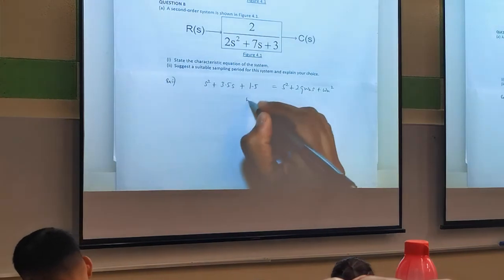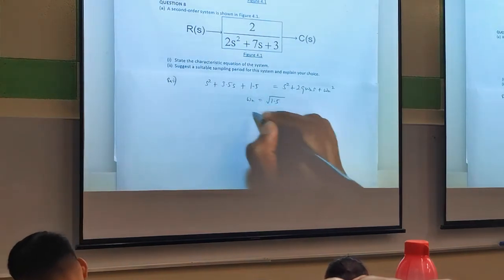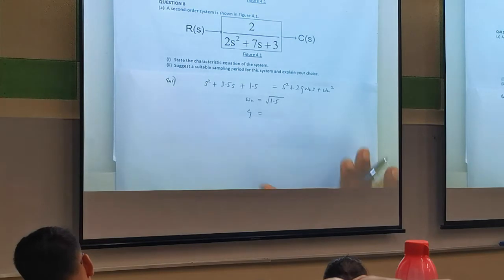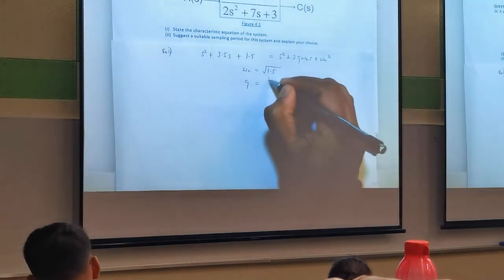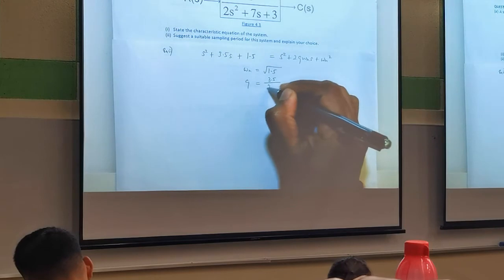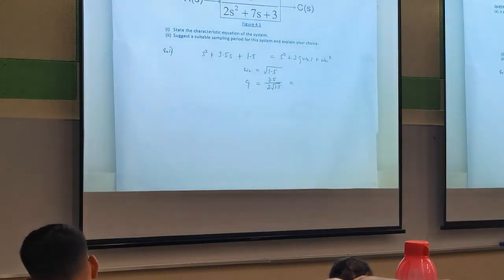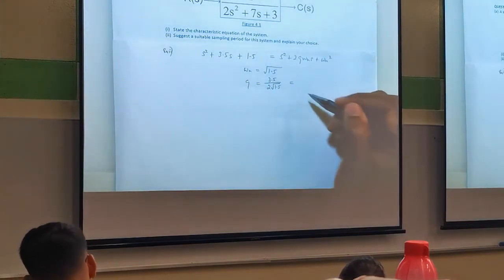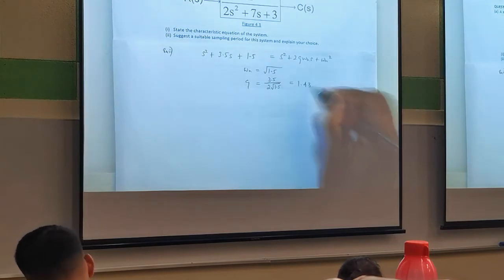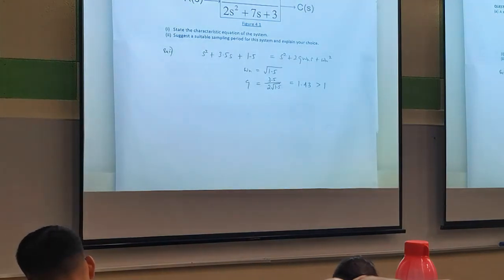Okay, so your omega n is going to be square root 1.5. And what is the zeta? Is it less than 1 or more than 1? More than 1. Zeta is 3.5 over 2 square root 1.5. More than 1? What's the value? Nobody wants to press. 1 point something? Okay, so it's greater than 1. So which rule to use?